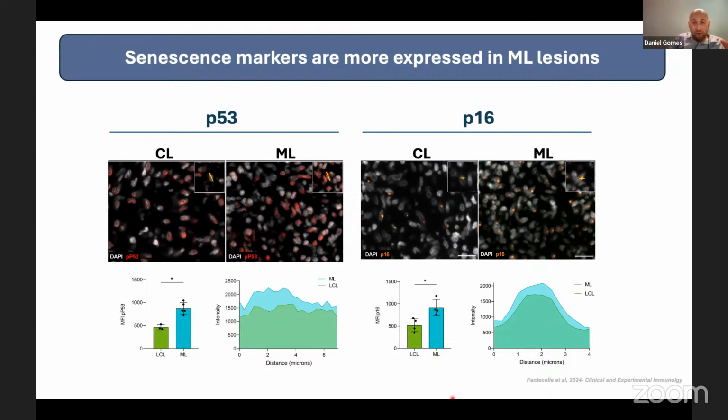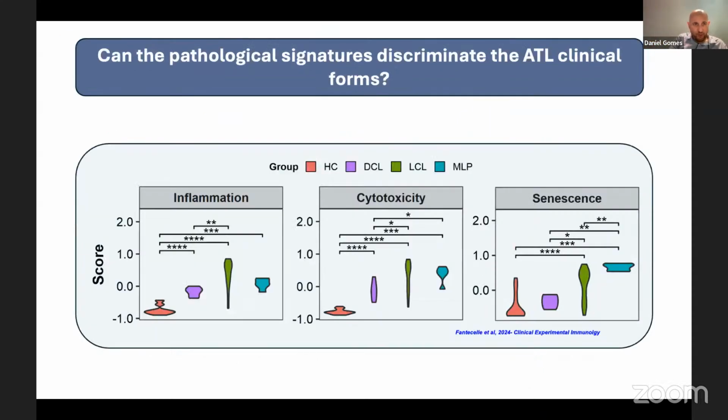Okay? When we look at the other pathology signatures, as I mentioned before, we know inflammation, we know cytotoxicity. It's another signature linked with the pathology, especially for the mucosal and the localized. We can see here that the score for these signatures is completely different between the clinical forms. Again, especially cytotoxicity and senescence were very strongly associated with the localized and the mucosal progressors compared with the diffuse or healthy control donors. But again, most importantly, only the senescence signature could discriminate between mucosal progressors versus cutaneous leishmaniasis.